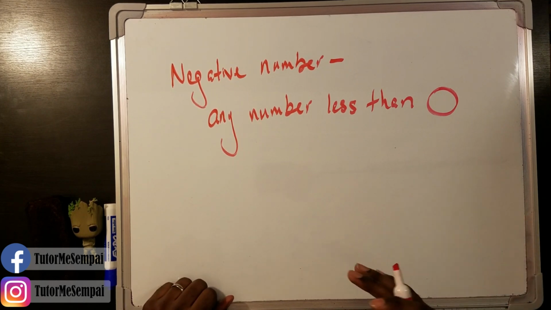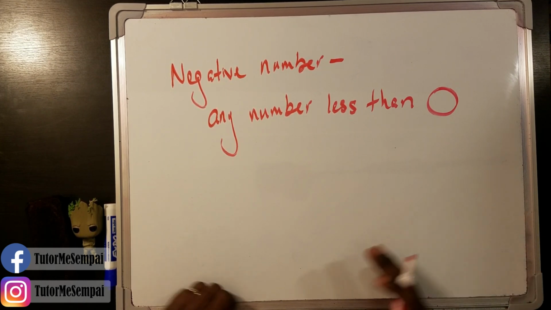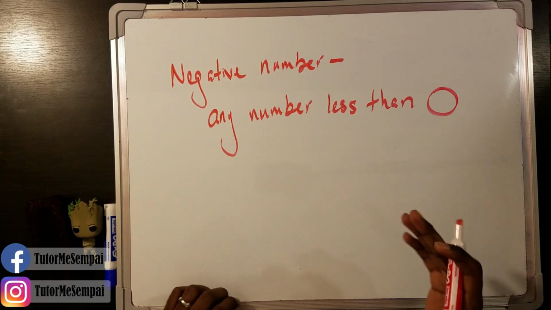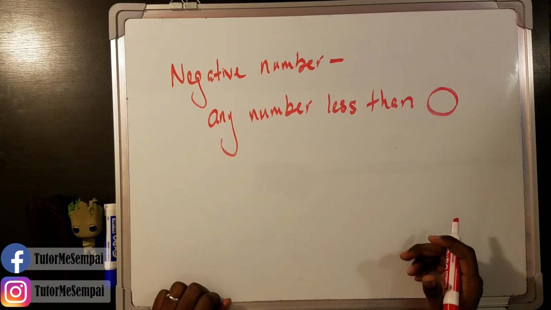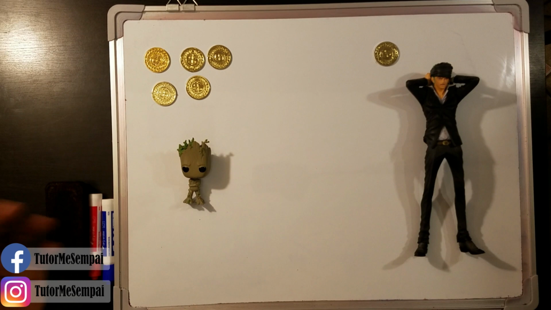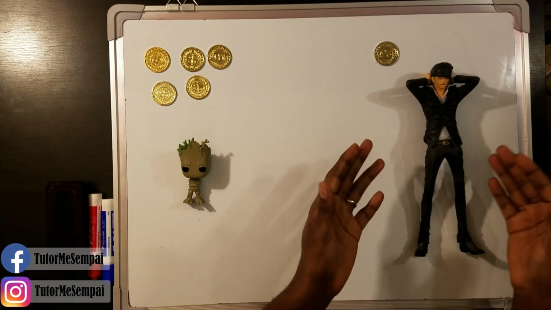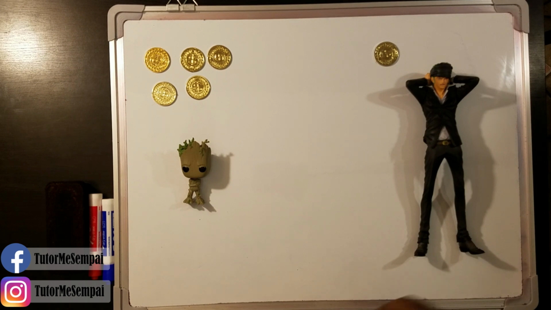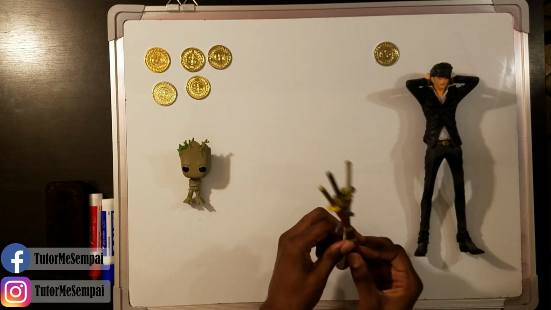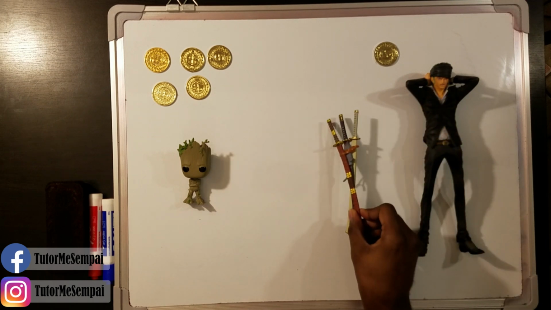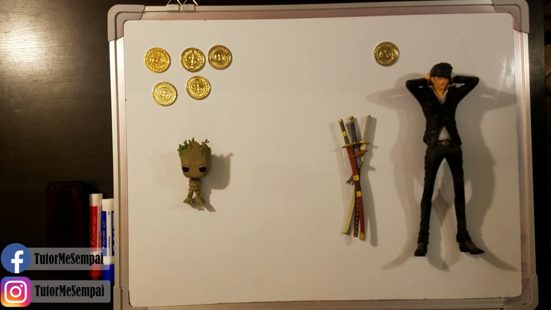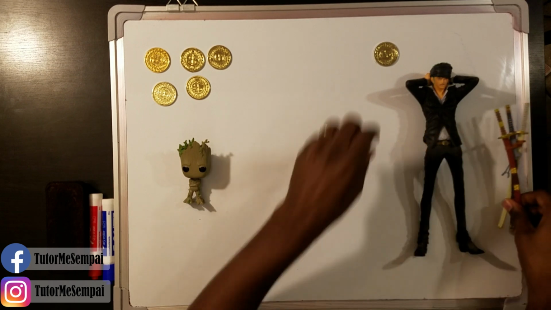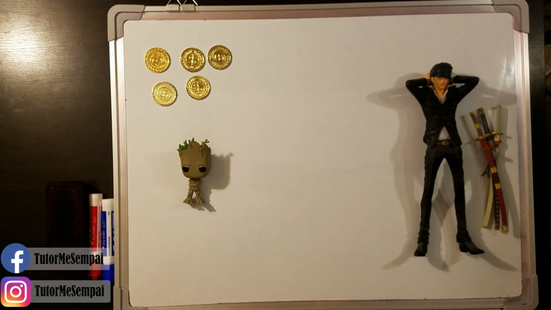And to that, I would say there are a lot of different examples in real life that have this negative number concept. Let's take the example of two people having money. Groot here has 5 gold coins, where Zoro here has 1. So let's say Zoro wants to buy some swords. However, the swords cost 1 gold coin. So in order for him to get this, he has to spend 1 gold coin.